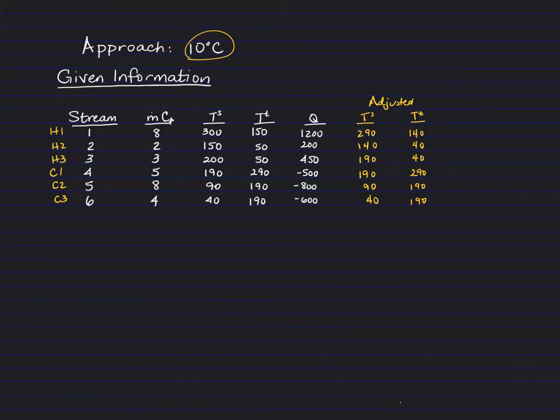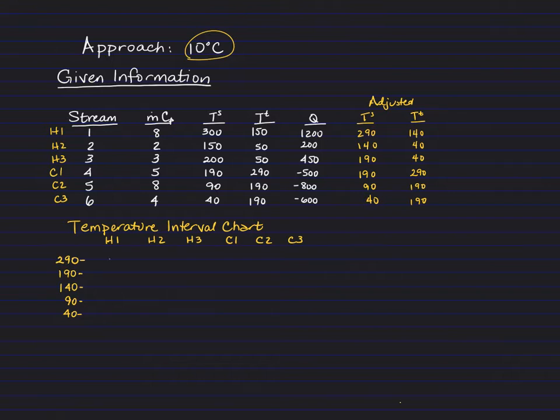Now we're going to use these adjusted temperatures to build a temperature interval chart. So I've listed the temperatures down along the one side, one for each line. I find it easiest to use the lines on paper. And then I've drawn or listed all the streams across the top here.